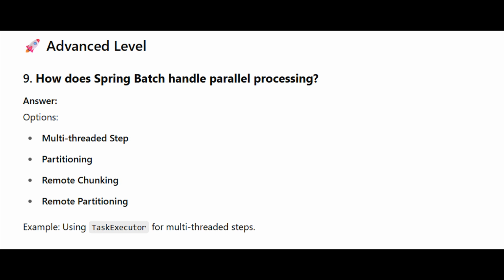Advanced level. 9. How does Spring Batch handle parallel processing? Answer: Options: multi-threaded step, partitioning, remote chunking, remote partitioning. Example: using TaskExecutor for multi-threaded steps.